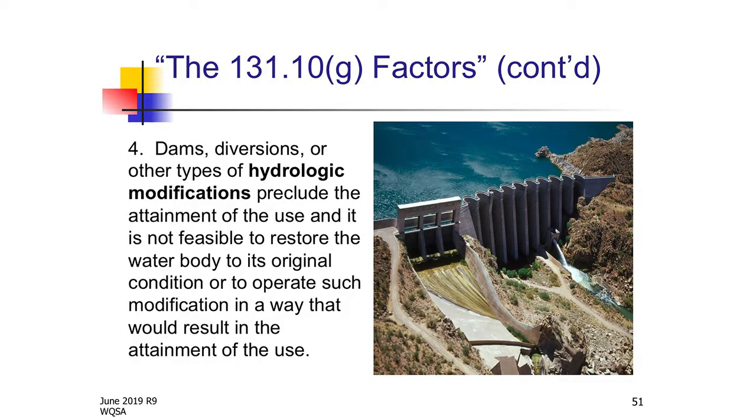Factor 4: dams, diversions, or other types of hydrologic modifications preclude the attainment of the use and it is not feasible to restore the water body to its original condition or to operate such modification in a way that would result in the attainment of the use. And I think, again, that shellfish example that we used, I think used that factor, that there was such hydrologic modification in the stream or the river that there was no existing shellfish use and something that they felt couldn't be attained. So, yeah.